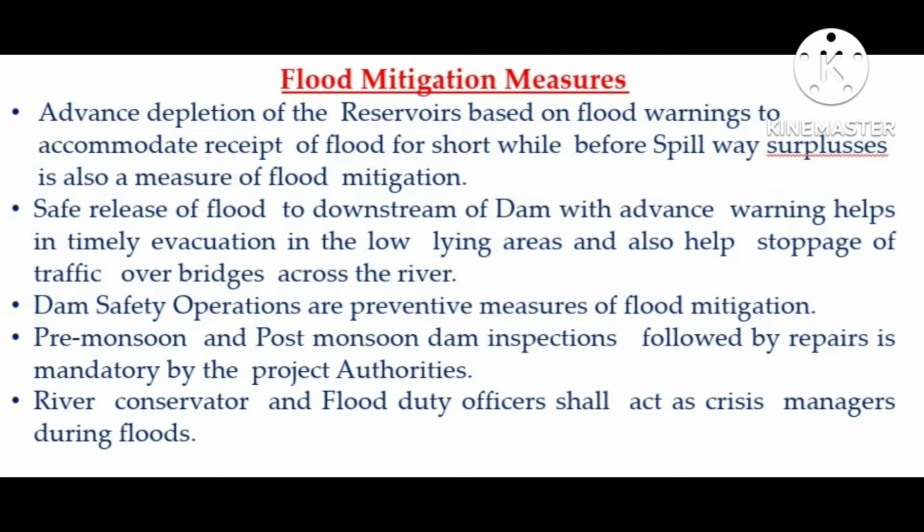Flood mitigation measures. Advanced depletion of the reservoirs based on flood warnings, to accommodate receipt of flood for a short while before spillway surpluses, is also a measure of flood mitigation. Safe release of flood to downstream of the dam with advance warning helps in timely evacuation of low-lying areas and also helps stoppage of traffic over bridges across the river. Dam safety operations are preventive measures of flood mitigation. Pre-monsoon and post-monsoon dam inspections followed by repairs are mandatory for the project authorities.